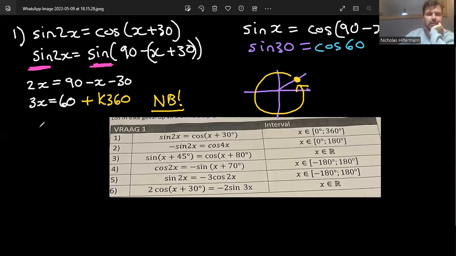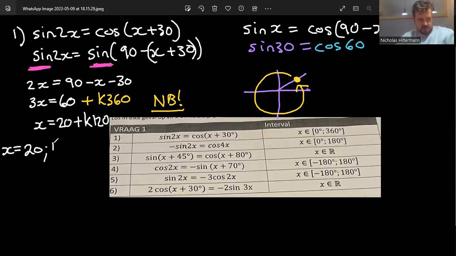So we now divide everything by 3, and we get x equals 20 plus k times 120. That yields the following answers, because now I'm going to find all the answers that are between 0 and 360. So 20 works. If I add 120, I also get 140, good. And then another 120, I get 260.